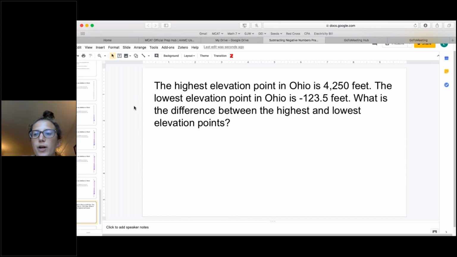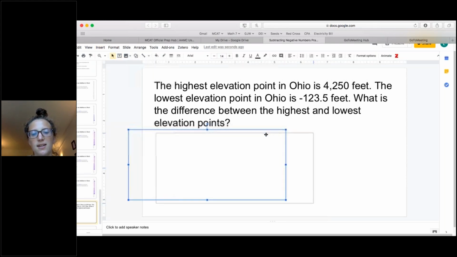the highest elevation point in Ohio is 4,250 feet. That's as high above sea level as you can go. The lowest elevation point in Ohio is negative 123.5 feet below sea level. What is the difference between the highest and the lowest points? No idea.